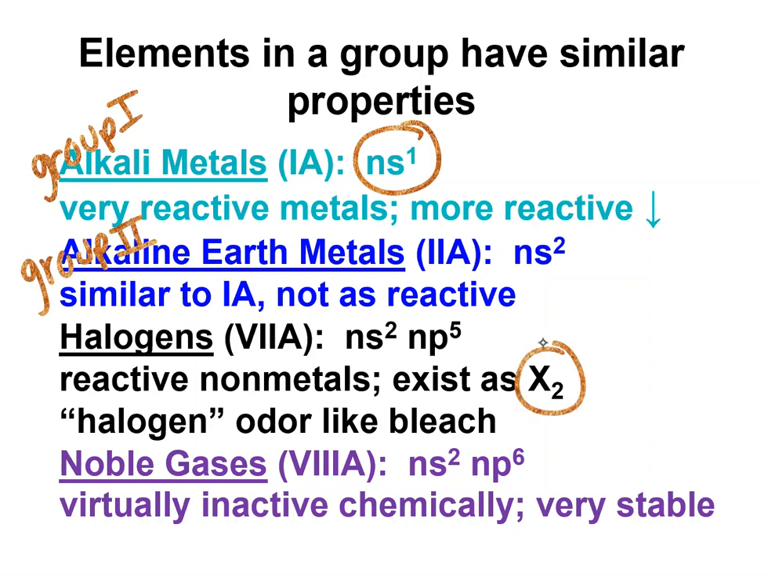Halogens, you know, are diatomic. They do also all have a similar odor to bleach or like a swimming pool, what we associate with a chlorine or Clorox kind of smell. And then, of course, the noble gases are relatively stable.